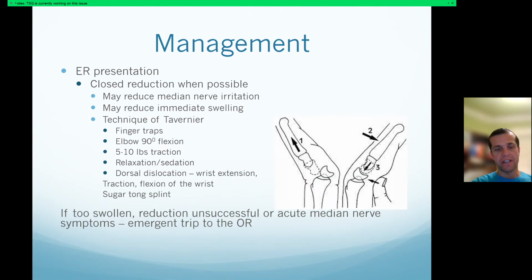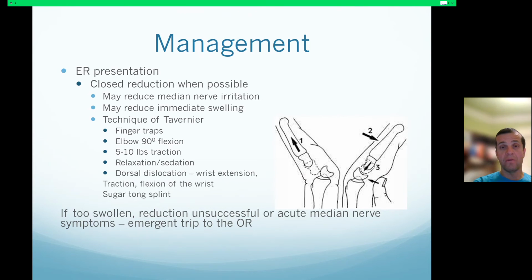Management of such injuries after the patient presents to the emergency room: we should attempt closed reduction when possible, as this may reduce the median nerve irritation by reducing the swelling. The technique of Tavernier is the most commonly used. We should apply finger traps to allow traction on the wrist. The elbow is flexed at 90 degrees, and we apply anywhere between 5 to 10 pounds of traction on the elbow. The patient should be given relaxation and sedation.